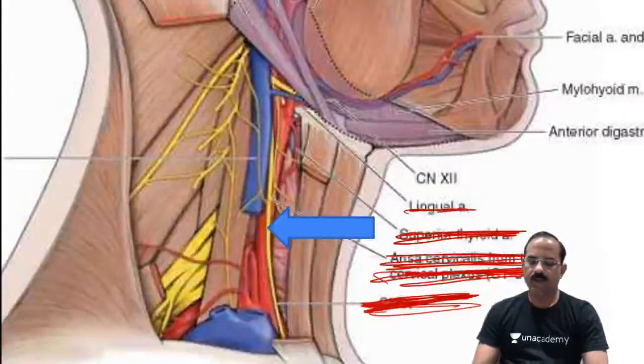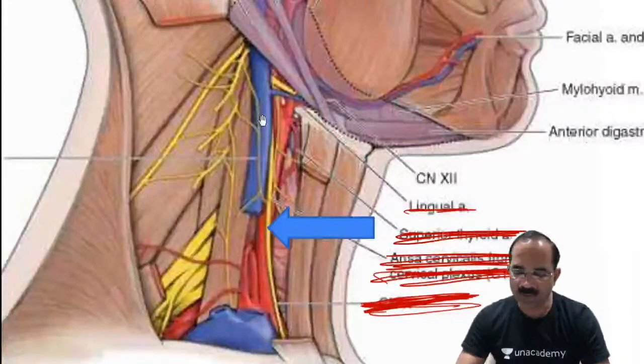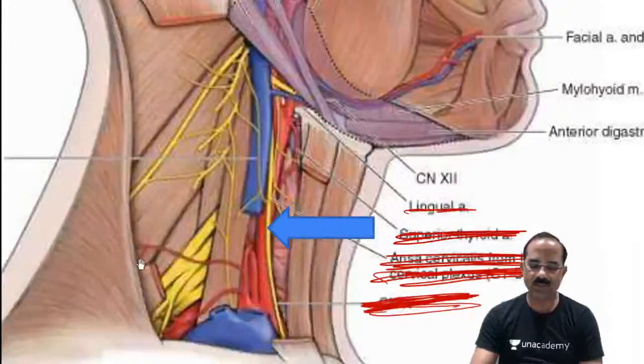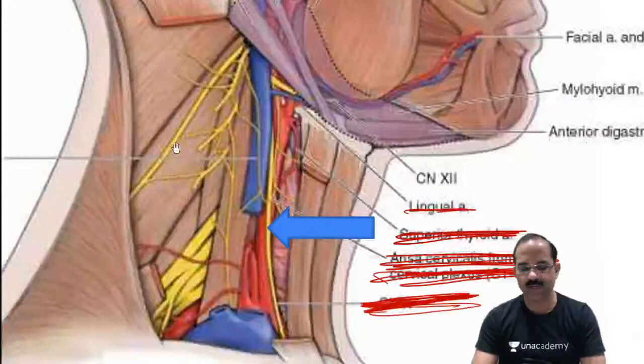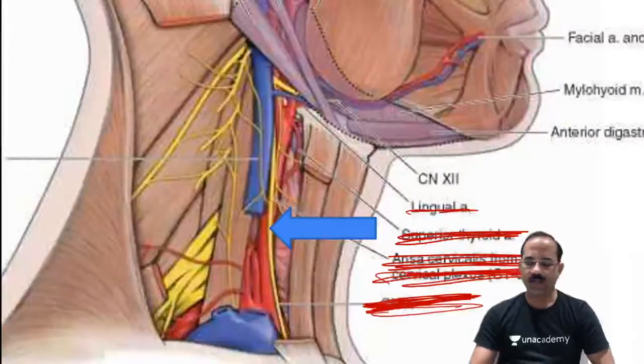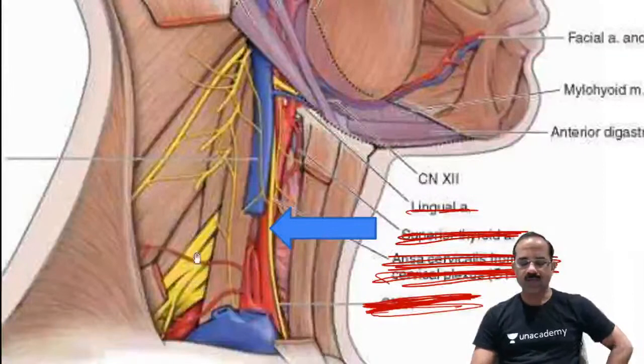Clear? Yes, you can actually see that loop. Beautiful loop. That's the ansa cervicalis. What is this nerve here? That's the posterior triangle of the neck. And what is the nerve which lies in the posterior triangle of the neck? That's the spinal accessory nerve. And what is this bunch of nerves that you get here?